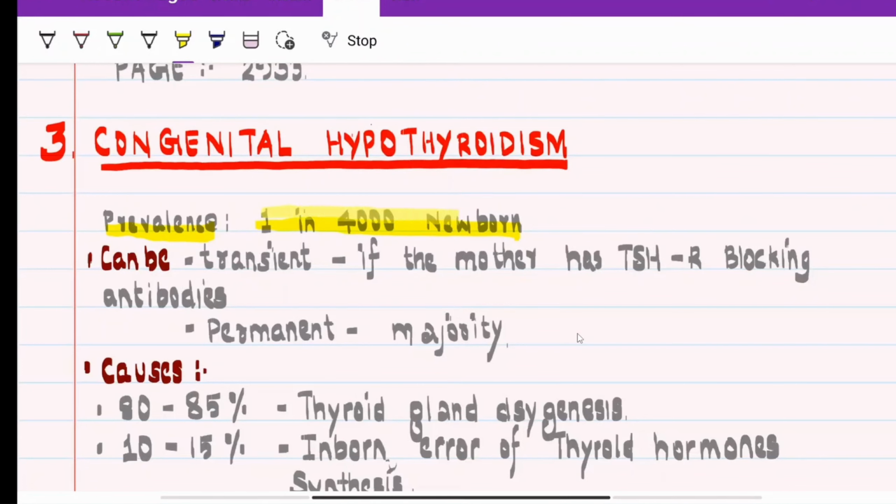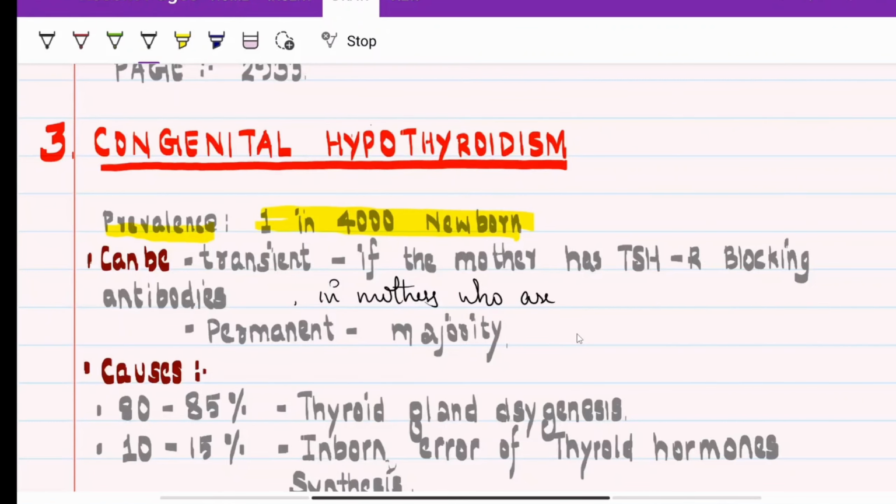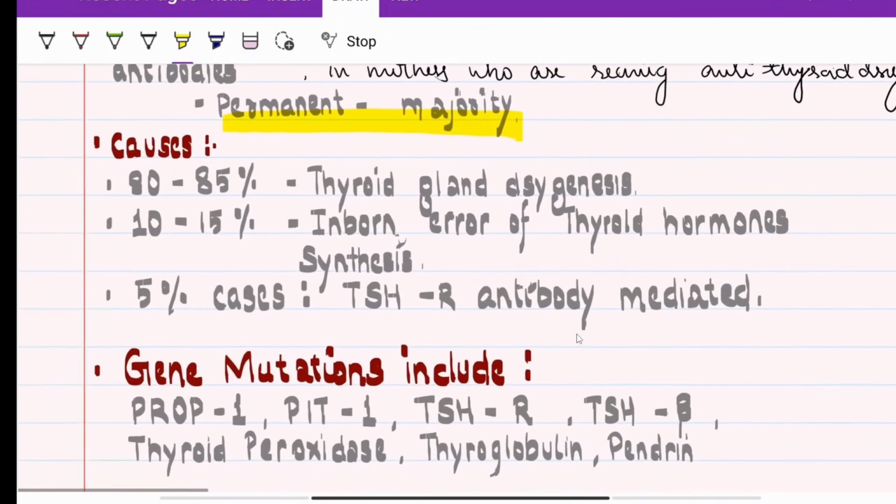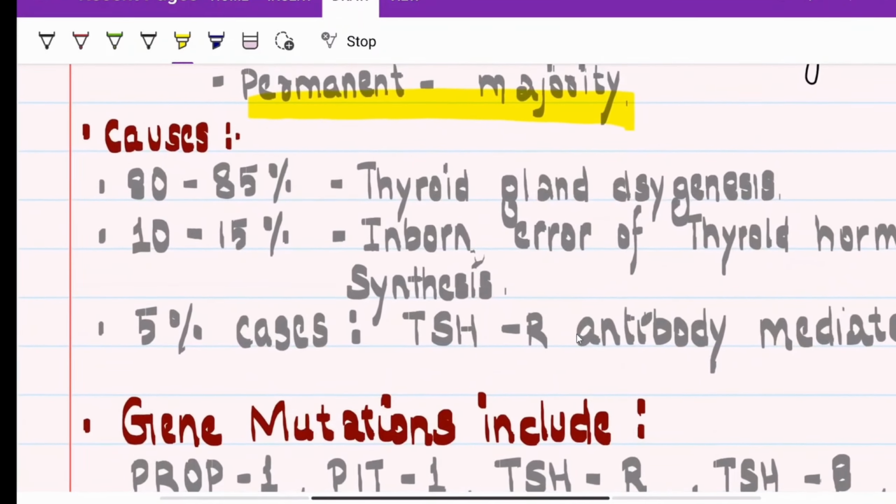It's less common, and can be transient if the mother has TSH receptor blocking antibody, or in mothers who are receiving anti-thyroid drugs.